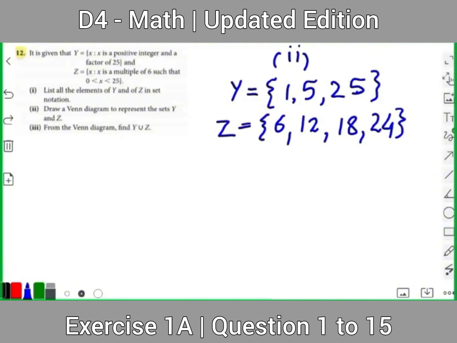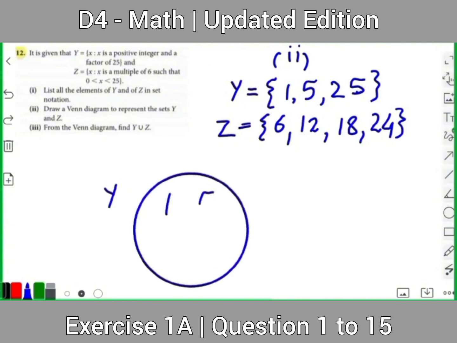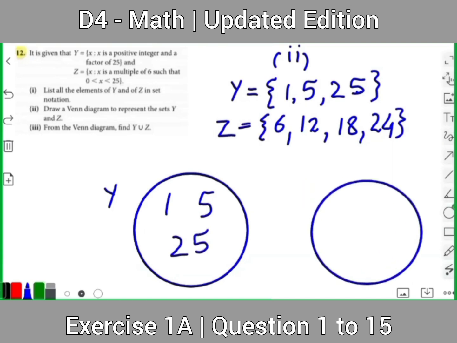Since we have found the elements of Y and Z in set notation, now by using these two sets, we have to draw a Venn diagram to represent the sets Y and Z. So for this, we will draw a circle for set Y and put all the elements of set Y in it. So we have 1, 5, and 25. Now we draw another circle for set Z and write down all the elements of set Z in it. We have 6, 12, 18, and 24. So we can see that these two sets are disjoint because they do not share any common element.